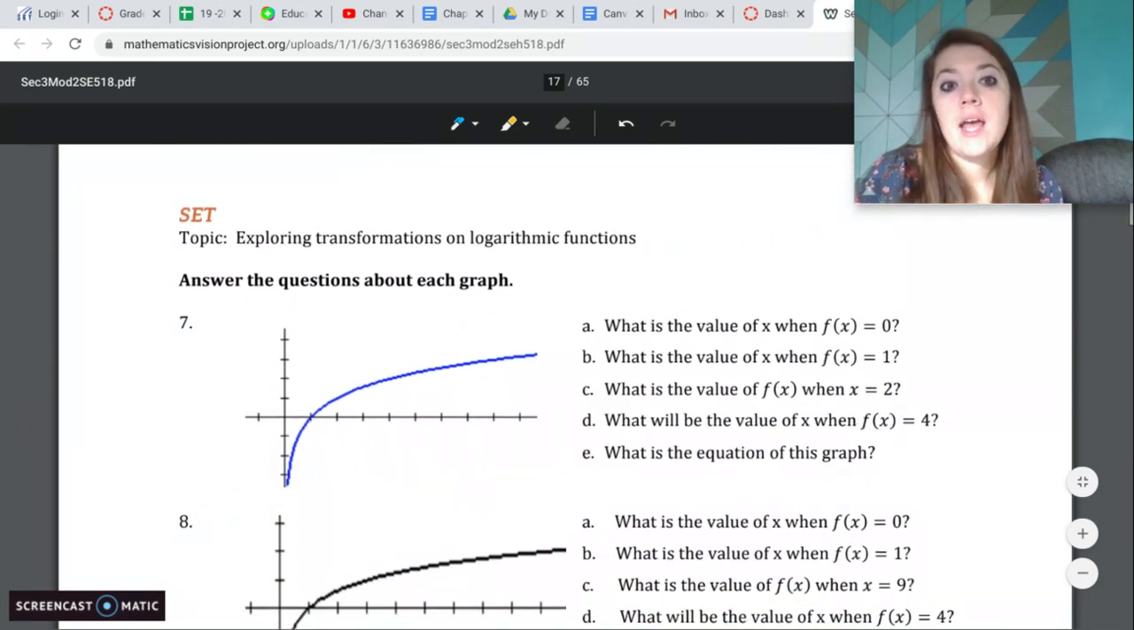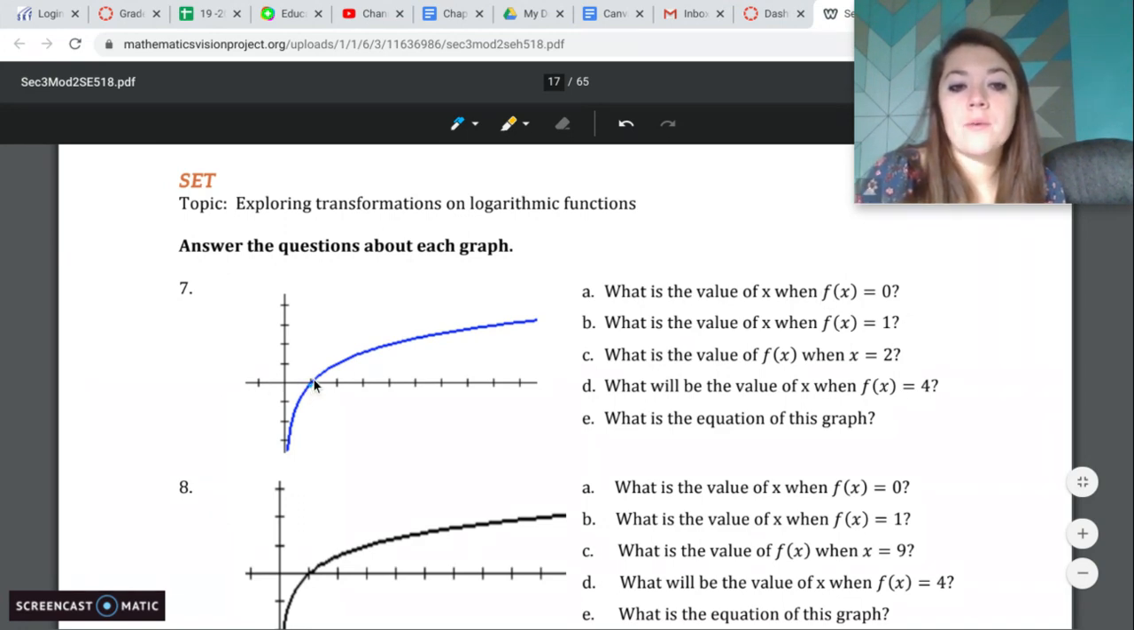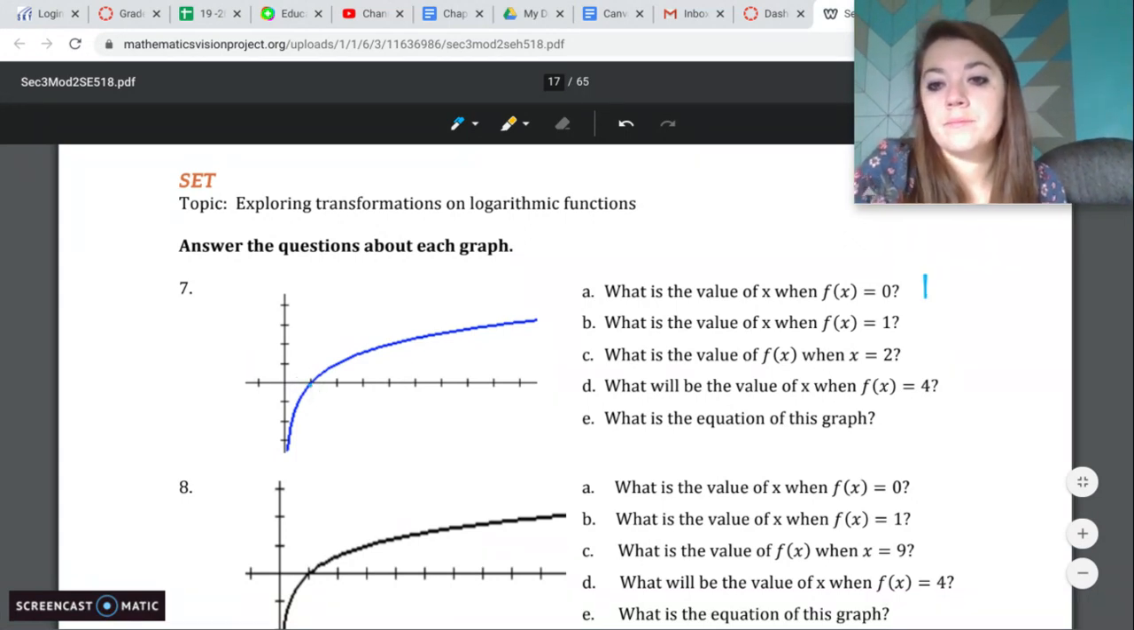All right, number 7, answer questions about each graph. So what is the value of x when f of x equals 0? When our y value is 0, what is our x value? Well, that means we're on the x-axis. Where it crosses the x-axis is 1.